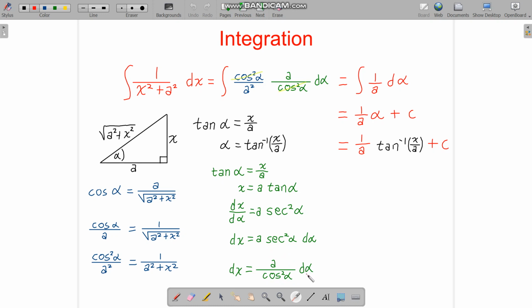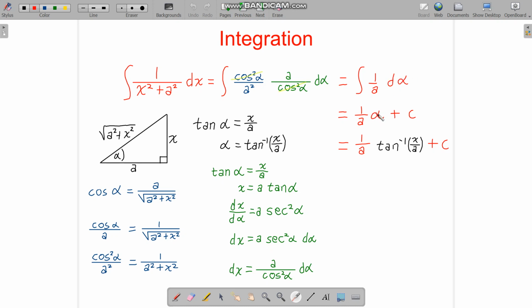Now let's substitute everything. We replace the 1 over x squared plus a squared with cos squared alpha over a squared, and we replace the dx with a over cos squared alpha d alpha. And of course cos squared cancel out, we have only 1 over a. The integral is simply 1 over a alpha, because this is d alpha.